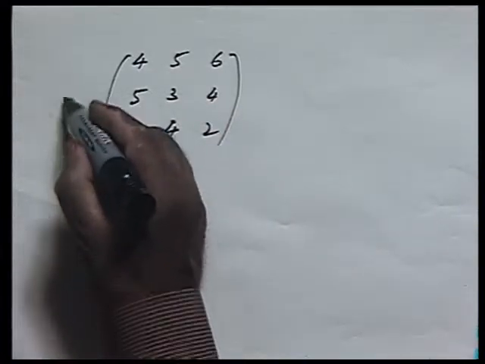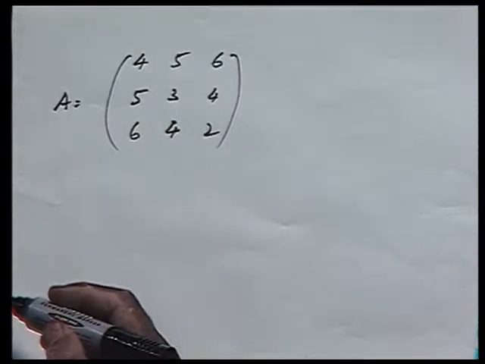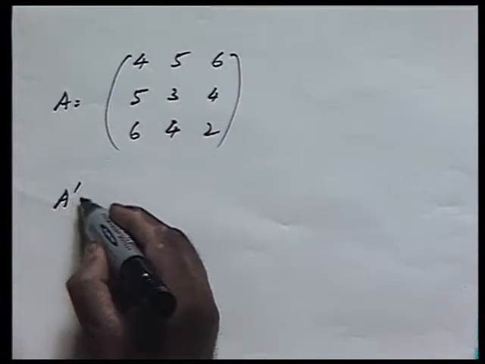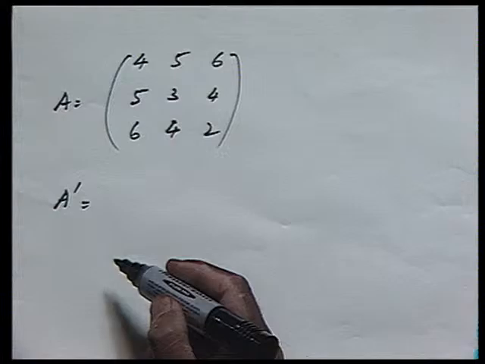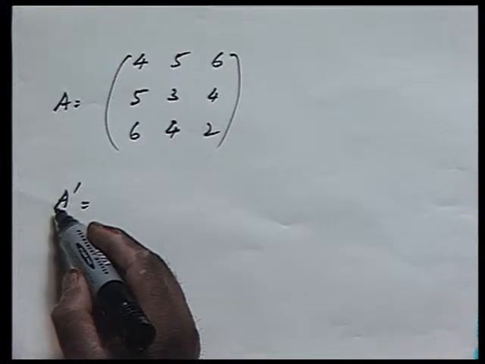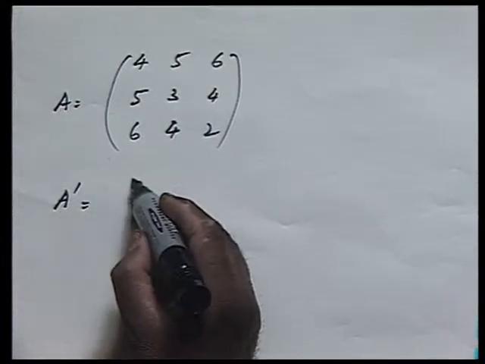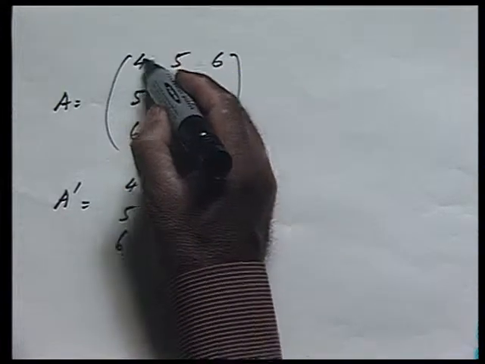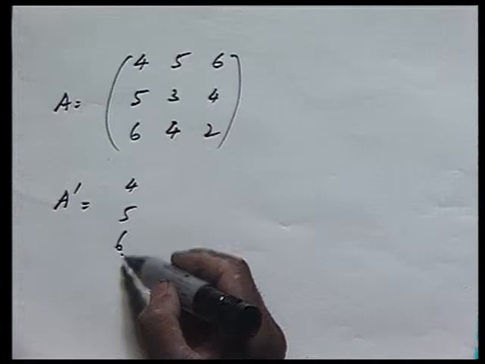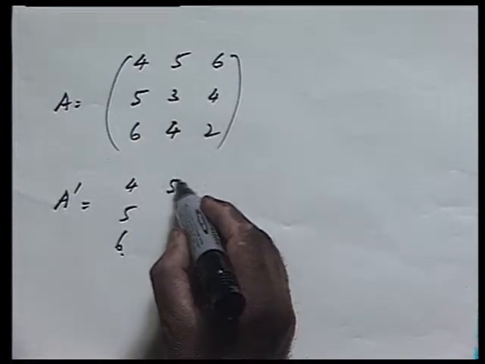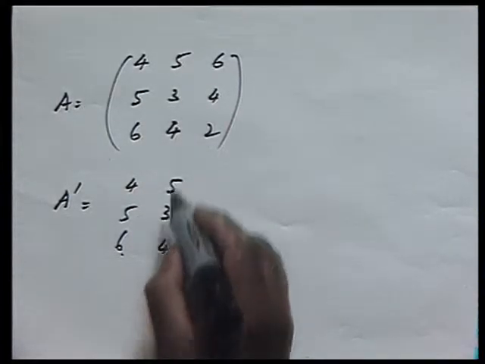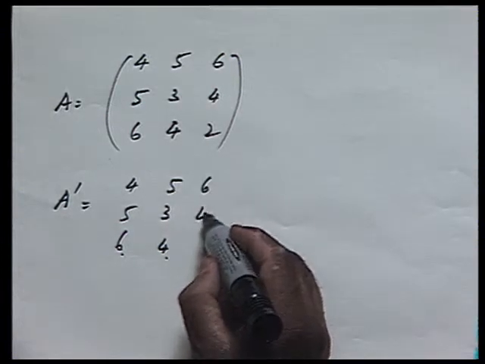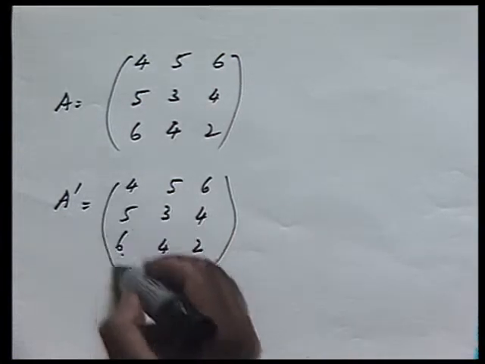This is a very cleverly constructed matrix. I'll show you what the relation between the elements is as soon as I write the transpose. The transpose will be 4, 5, 6, meaning this first row becomes the first column. The second row becomes the second column. The third row becomes the third column.